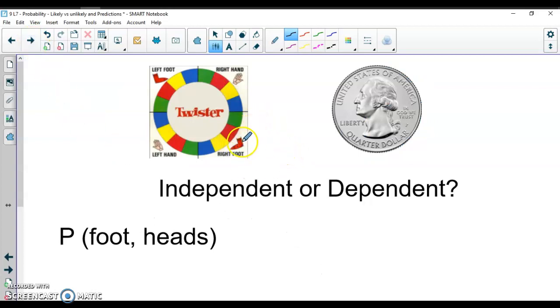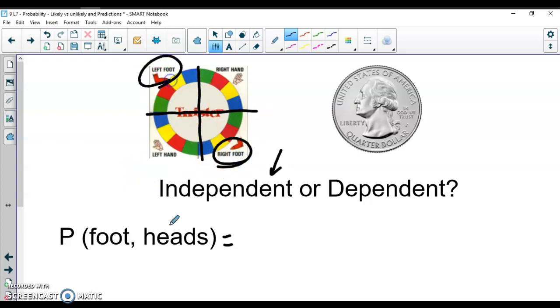Going back to the Twister spinner versus a quarter, if we were to spin the Twister wheel and then flip a quarter, would you call that independent or dependent? If you said independent again, you would be correct. Looking at our spinner, remember we said it was divided into 4 parts. If we're trying to get a foot, that would be the right foot or the left foot, so this would be half of our spinner. Then multiplying by getting heads on the quarter, which would be half, the probability of landing on a foot and then landing on heads is about 1/4, which is 25%.